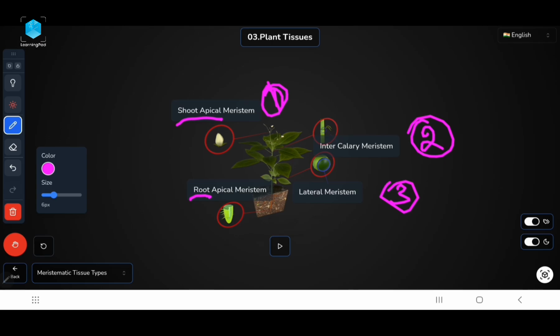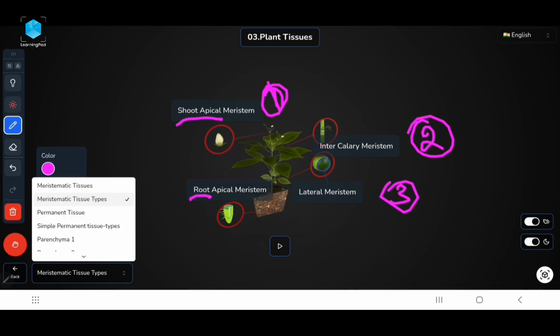The intercalary meristem is present in between the nodes, and it helps in branching. The next is lateral meristem. Lateral meristem helps in increasing the girth of the root and the girth of the stem. Okay, this is about meristematic tissues.